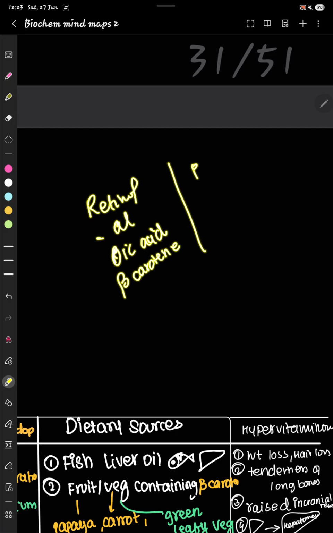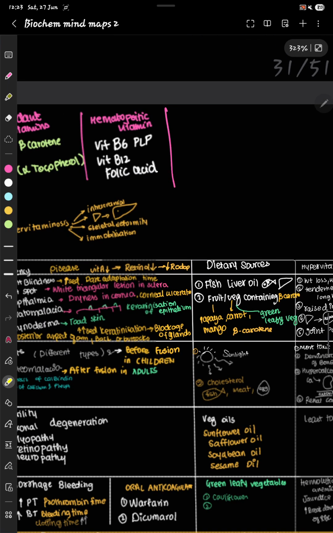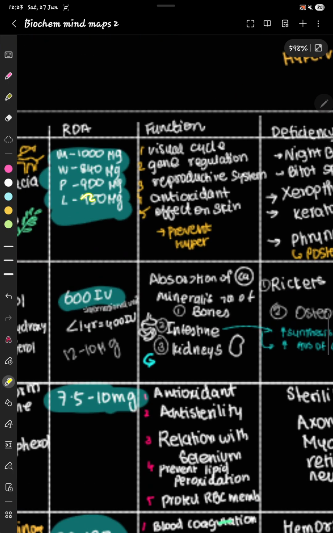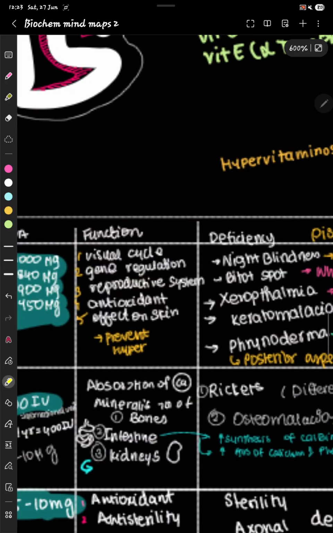What do we have? The RDA for vitamin A. For men it is 1,000 microgram. For women it is 840 microgram. For pregnant women it is 900 microgram. For lactating women it is 950 microgram. So this is the RDA, right? Now, what are the functions of vitamin A?